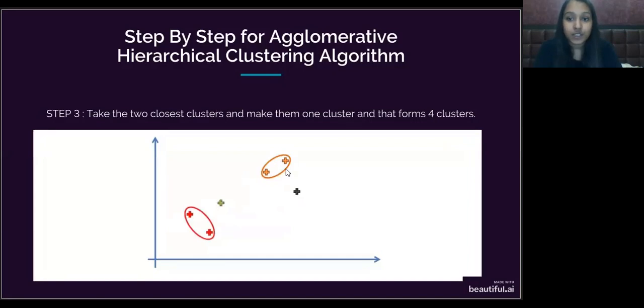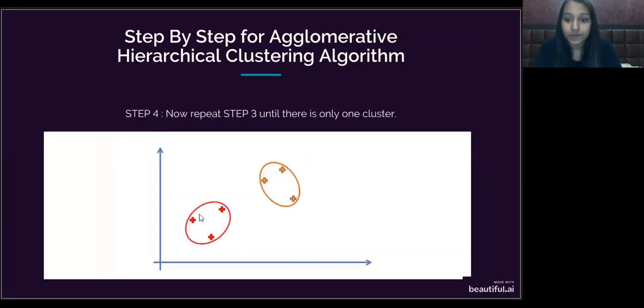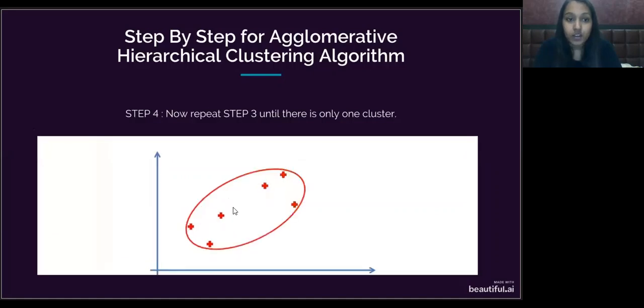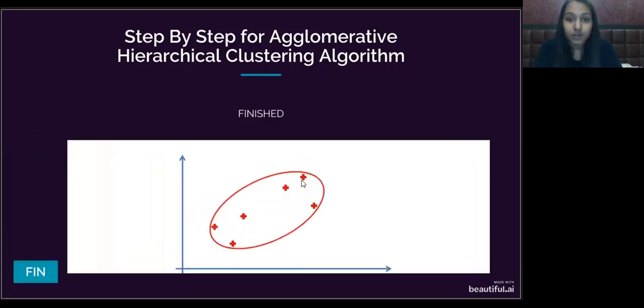The next step is also to take the two closest data points and make them one cluster. As we can see, these 2 points are the closest, so we put them together in one cluster, and now we have 4 clusters. Now we have to repeat step 3 until we are left with one cluster. As we can see here, this point forms the closer distance with this cluster. So this forms one cluster, and this point forms a closer distance with this cluster. So now we are left with 2 clusters. Now we combine them and we are left with only one cluster. And that is the end of the algorithm. That is how it converges.